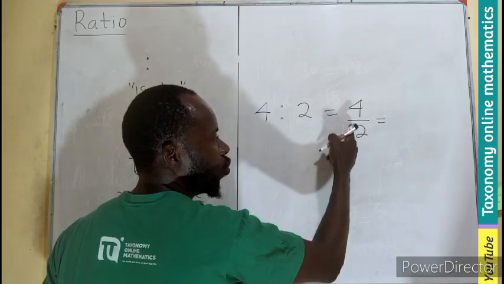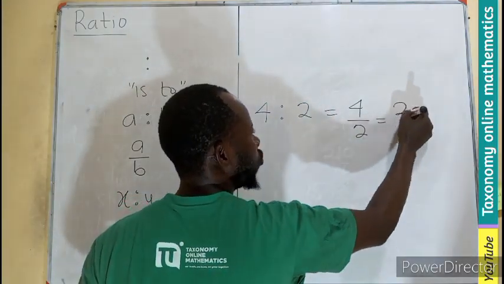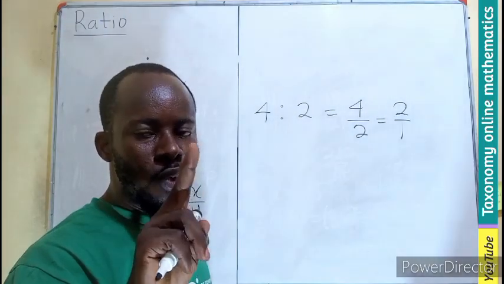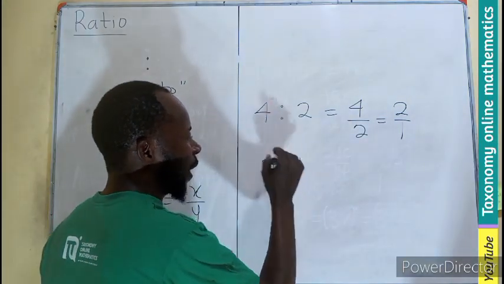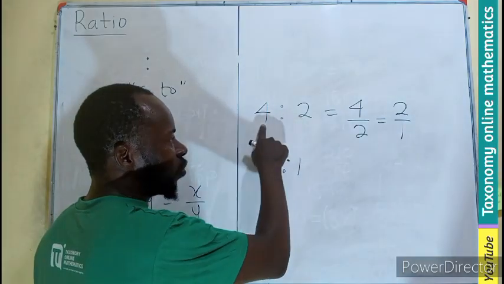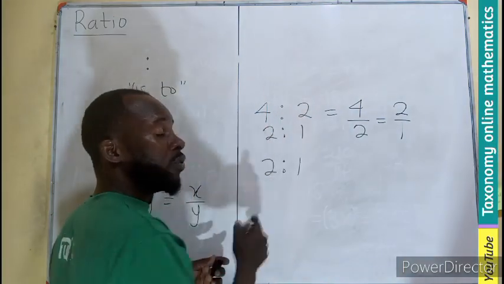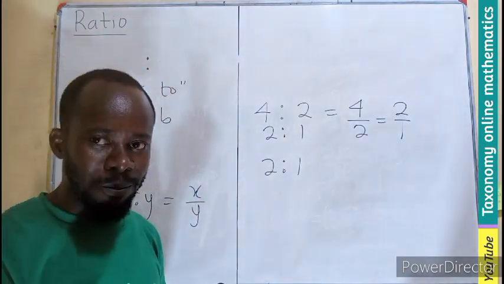4 divided by 2, we can divide both sides by 2. 2 goes here, 2. 2 goes here, 1. Since we are looking for two quantities, it's going to be 2 is to 1. That is the simplest form. We can also write it in this way and divide both sides by 2 and end up getting 2 is to 1. It doesn't matter. All we want is what? It must be in the simplest form.